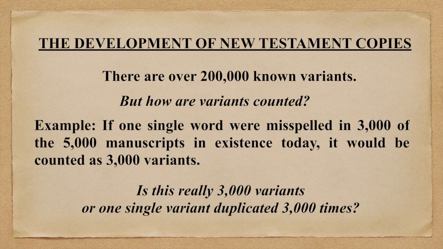Is this then really 3,000 variants? Or one singular variant duplicated 3,000 times? In actuality it is really a singular variant duplicated 3,000 times, but it is recorded as 3,000 variants. When this methodology is taken into consideration, the number of the actual singular variants from which the others are copied and accounted is very few.